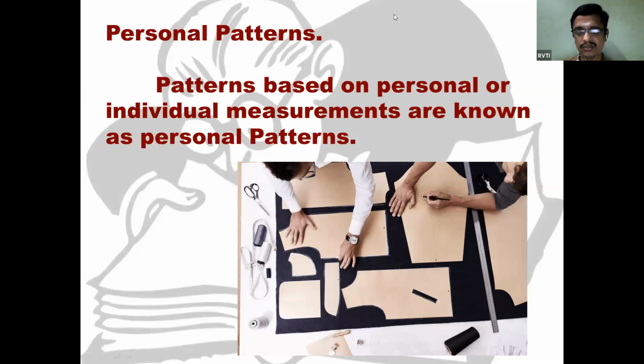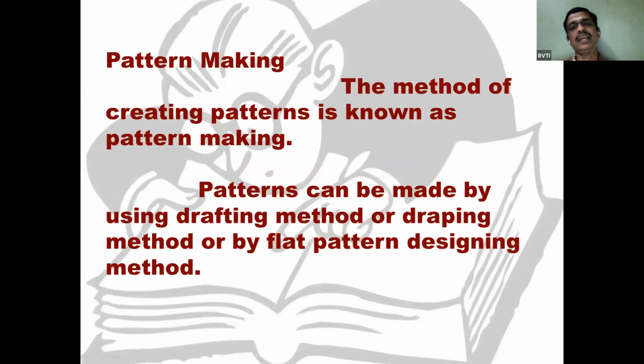Okay, so the next term is pattern making. The method of creating patterns is known as pattern making. Normally, two methods are mainly used in pattern making. One is the drafting method, another one is the draping method. Another method is the flat pattern designing method. Somebody may tell that it is one of the methods of pattern making, somebody may tell it's a variation of the drafting method.